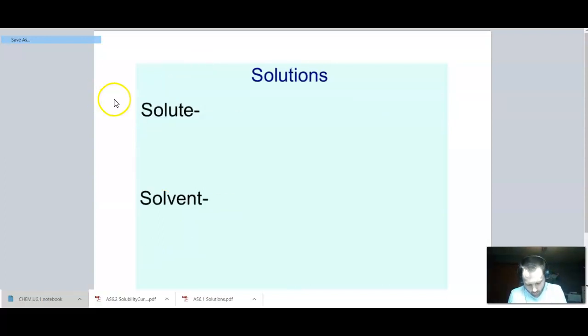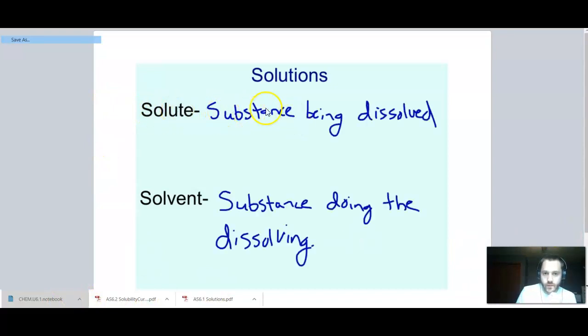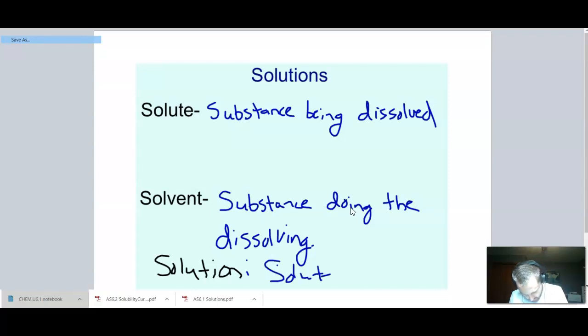So solutions, again, we just define these as this. A solute is a substance being dissolved. Solvent is the substance doing the dissolving. And I guess I could add one more on here: a solution is just going to be a solute plus a solvent. You could go ahead and add that one on there if you wanted to, but it's just the whole thing combined.